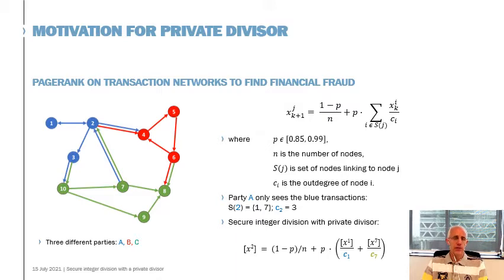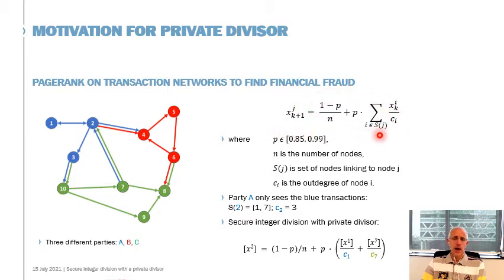You can use a private divisor, for example, when securely computing with transaction networks. You see 3 banks, each with their own color. It's a transaction network, so each node is a client. An edge is a transaction, and the banks are not allowed to share the transactions, but they want to find financial fraud within the joint graph. You could, for example, use a PageRank algorithm to compute PageRank values.